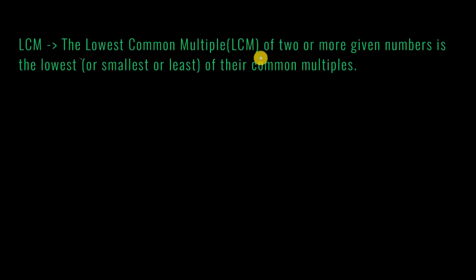The lowest common multiple of two or more given numbers is the lowest or smallest or least of their common multiple. It's simple English. We'll understand this by an example, okay? Say I want to find the LCM of 4 and 9. First, what I need to do is find the common multiple of 4 and 9.